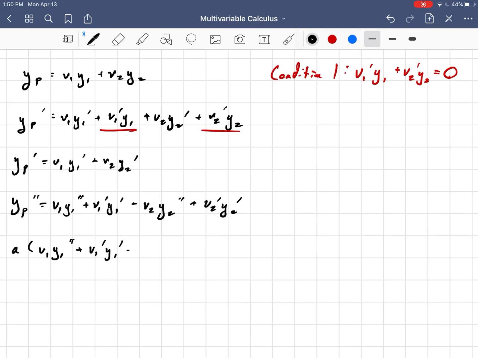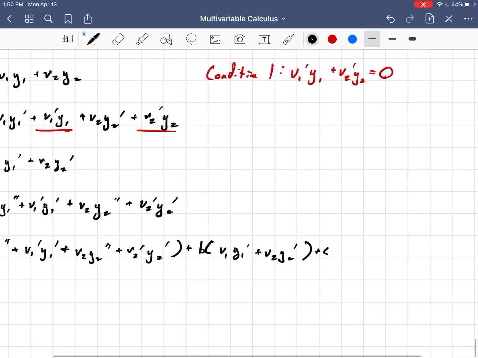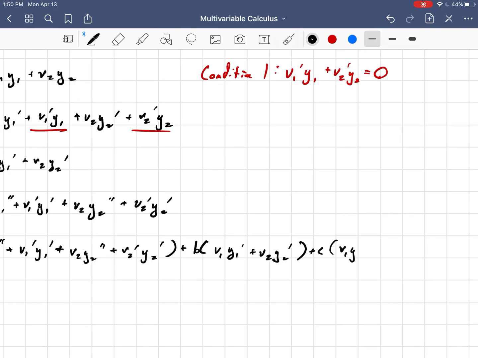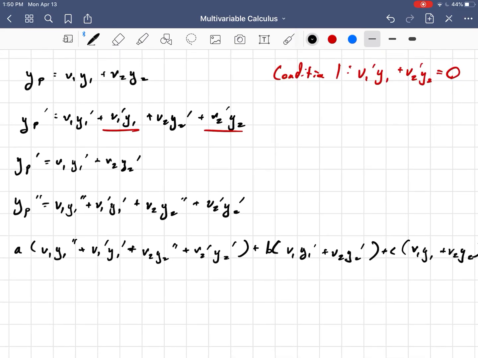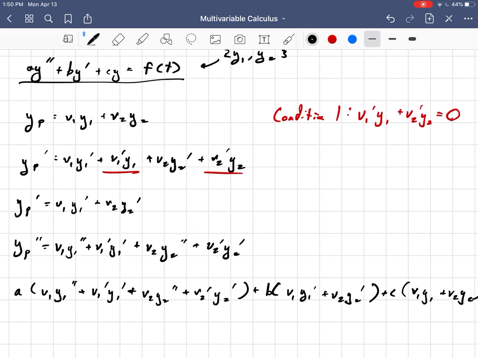So a times v sub 1 y sub 1 double prime plus v sub 1 prime y sub 1 prime plus v sub 2 y sub 2 double prime plus v sub 2 prime y sub 2 prime, plus b times v sub 1 y sub 1 prime plus v sub 2 y sub 2 prime, plus c times v sub 1 y sub 1 plus v sub 2 y sub 2. And all of that good stuff is f of t.